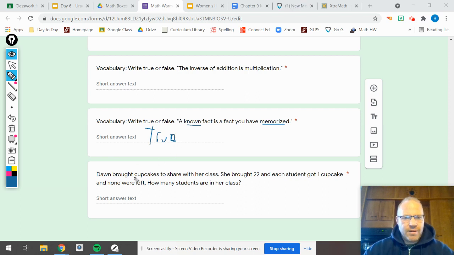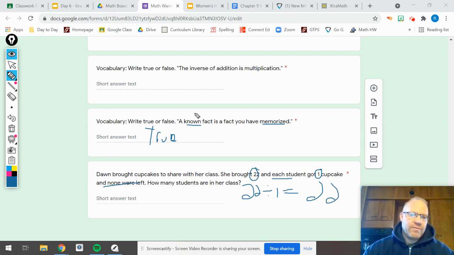And then finally, Dawn brought cupcakes to share with her class. She brought 22, and each student got 1 cupcake. There were none left. How many students were in her class? So we have 22 cupcakes divided by 1 per student equals how many students? Hopefully you said 22 students. And if you did, you're correct.